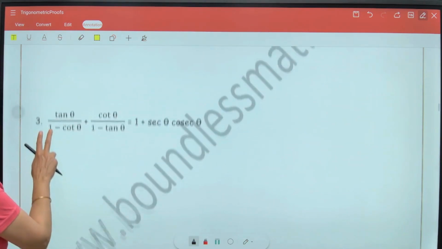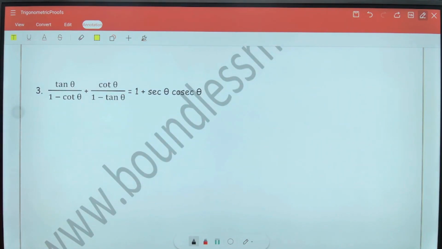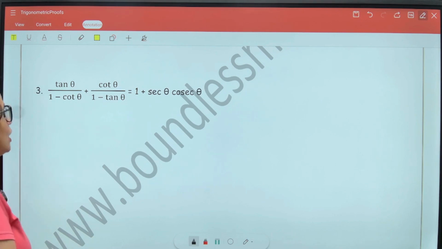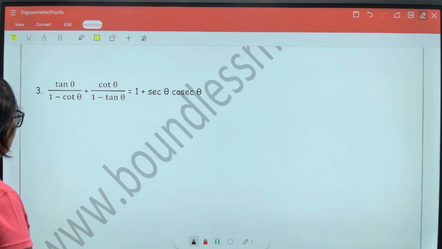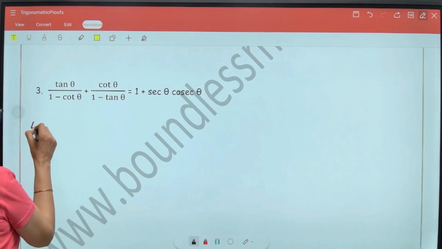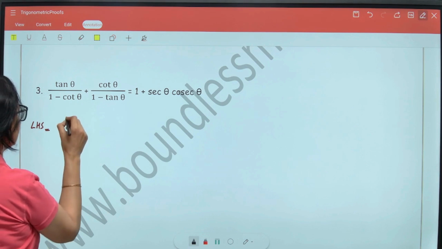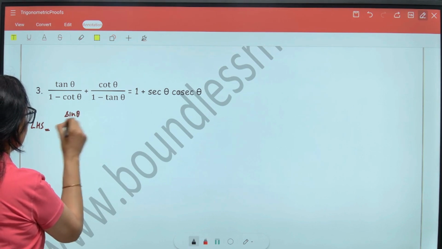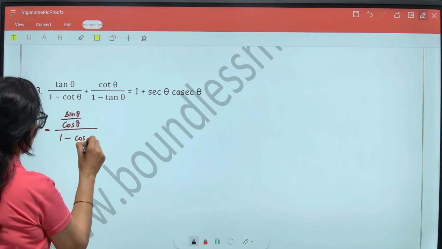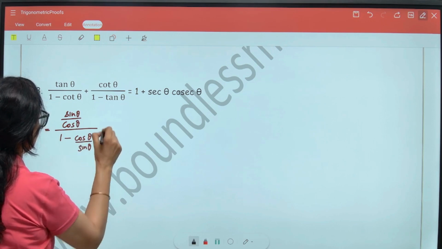So let's have a look at the third question. Now here we have tan and cot on the left side and sec and cosec on the right side. So sec and cosec, indirectly they mean sine and cos only, because cosec is inverse of sine and sec is inverse of cos. So basically if we start simplifying from the left side, in terms of sine and cos, we will reach the right side. So let's see. So left side, tan theta can be written as sin theta by cos theta, and cot theta can be written as cos theta by sin theta, right?